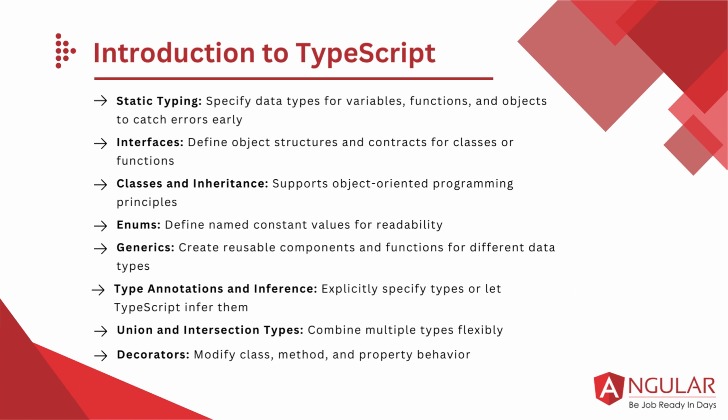Type annotations and inference provide flexibility. Specify types explicitly or let TypeScript determine them. Union and intersection types offer great flexibility, combining and merging multiple types. Decorators add magic. Modify class, method, and property behavior elegantly.